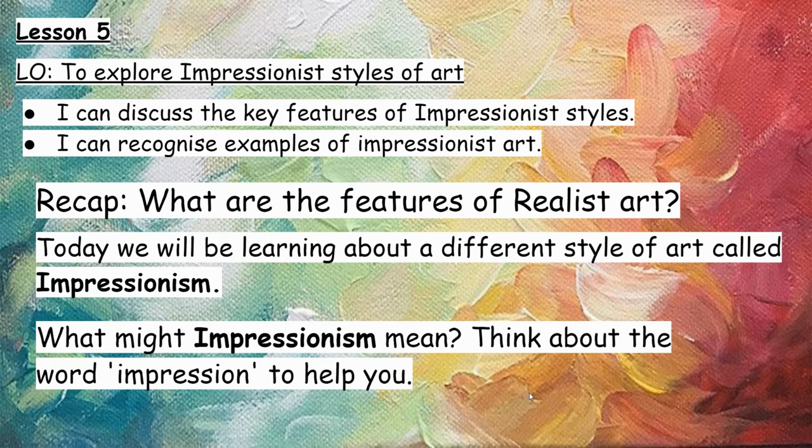So today we're going to explore Impressionist styles of art. Your success criteria is: I can discuss the key features of Impressionist styles and I can recognise examples of Impressionist art. Today we will be learning about a different style of art called Impressionism. What might Impressionist mean? Think about the word Impressionism to help you.